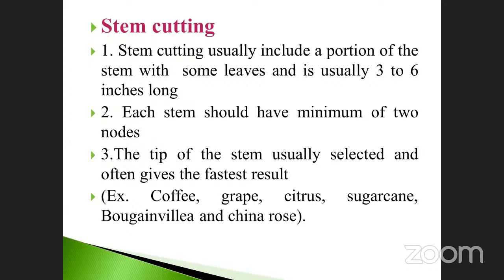Suppose you choose this methodology, otherwise called vegetative propagation. Likewise, stem cutting is a better method. You will get the yield within a short period, within 6 months. So what examples have they given here? Coffee, grape, citrus, sugar cane, bougainvillea, and also China rose. These are examples of vegetative propagation done by stem cutting. Okay, good.